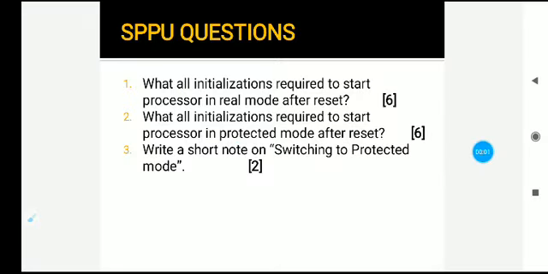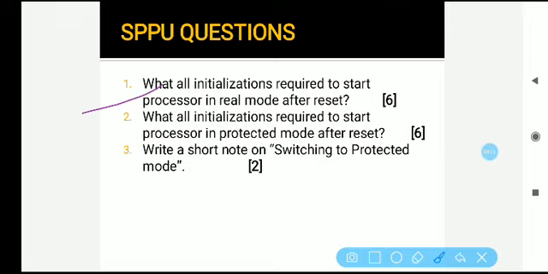Okay, next are the university questions. Following are the university questions. First, what initializations are required to start the processor in real mode after reset? Second, what initializations are required to start the processor in protected mode after reset? And third, write a short note on switching to protected mode.